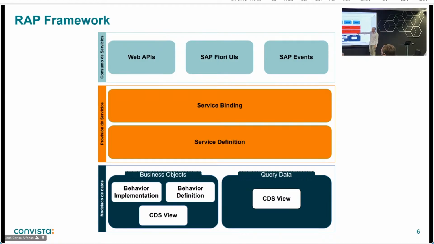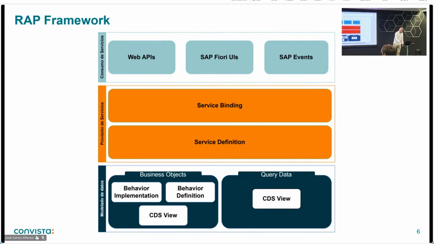If we want to implement CRUD operations, create, read, update, delete, we need to go to business objects with behavior definition and behavior implementation elements that are put on top of the CDS views. And then we have the service definition and service binding, the elements that allow us to expose the information or the actions as web APIs, Fiori UIs, or SAP events, right?